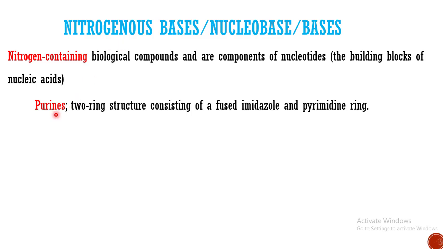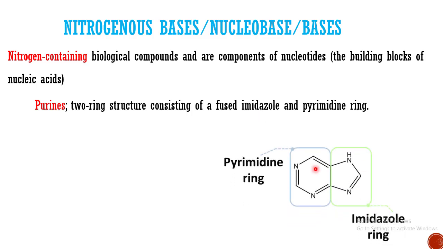One, they are known as the purines. Now these purines have a two-ring structure consisting of a fused imidazole and pyrimidine ring. If you look at this image, this ring structure is known as the pyrimidine, and this ring structure is known as the imidazole. So we are dealing with a two-ring structure: one ring is the imidazole ring, and the other is the pyrimidine ring, and they are fused to each other. So this is one type of the nitrogenous base.